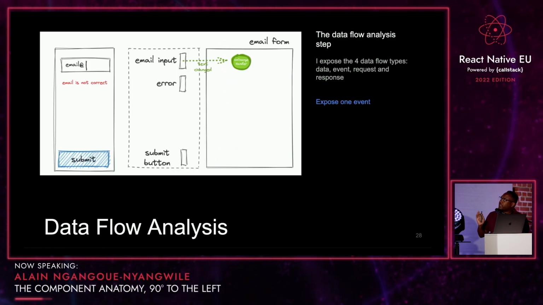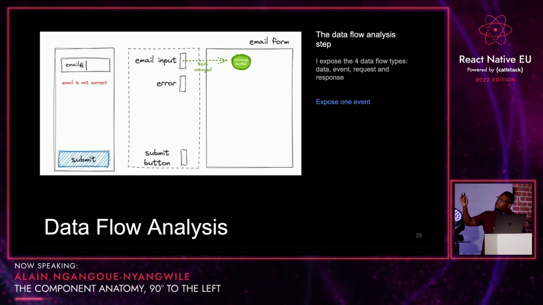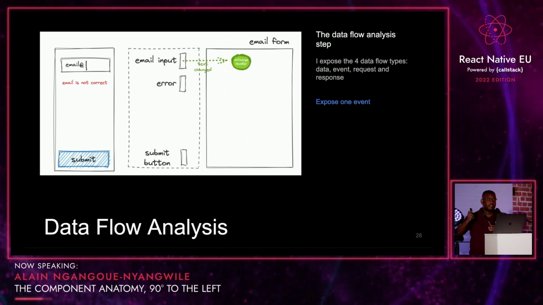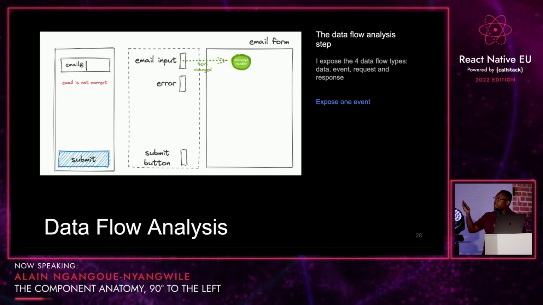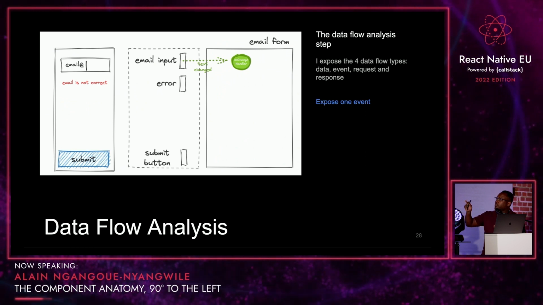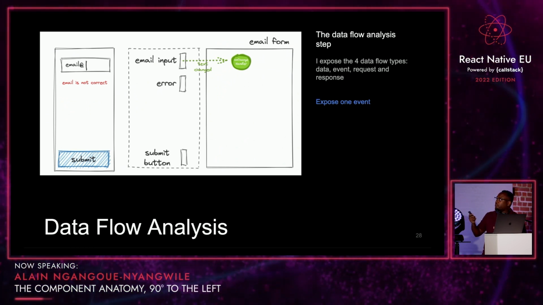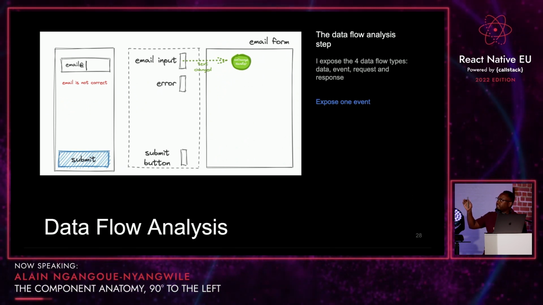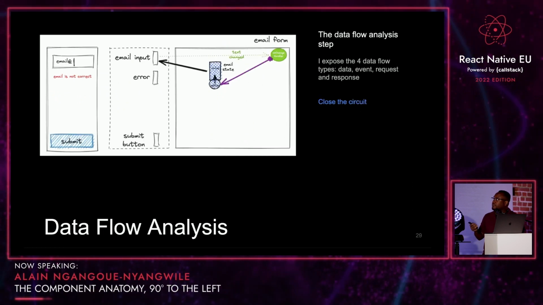So in our example, we are going to expose one event, and to do that, we are going to look at the mockup and see what component is able to trigger an event. In this case, we have the email input. So we draw a green arrow for the event with the circle that represents the handler function.